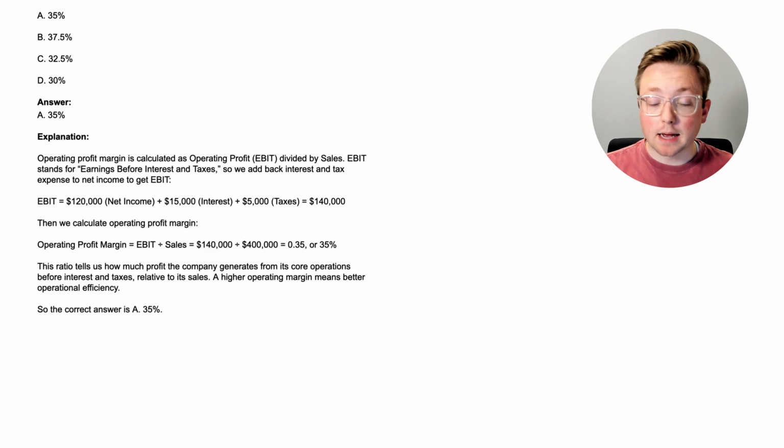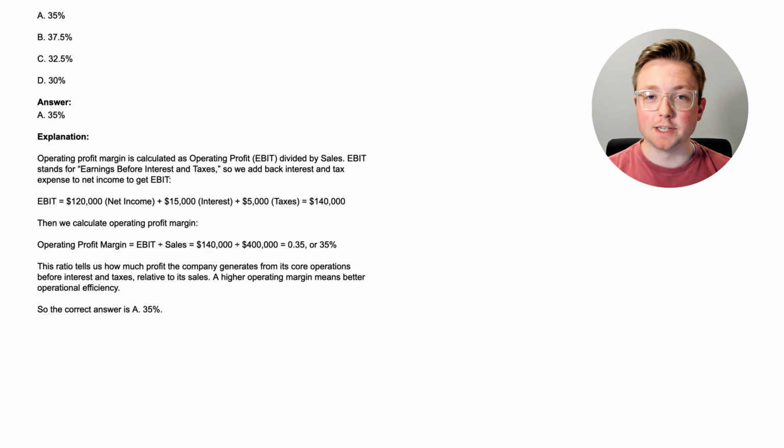This ratio tells us how much profit the company generates from its core operations before interest and taxes relative to its sales. A higher operating margin means better operational efficiency. That means the company is operating more efficiently than if it was lower, because interest and taxes are not as much about operating efficiency and are kind of separate. So that's why you don't take them into account when calculating the operating profit margin. Again, EBIT is operating profit, that's another word for it, and then you divide that by sales, and that gives you the operating profit margin.